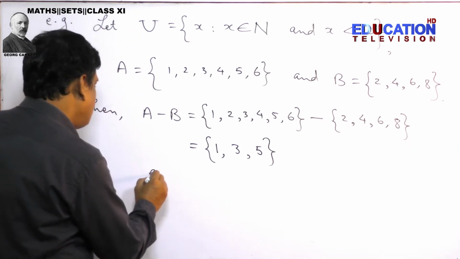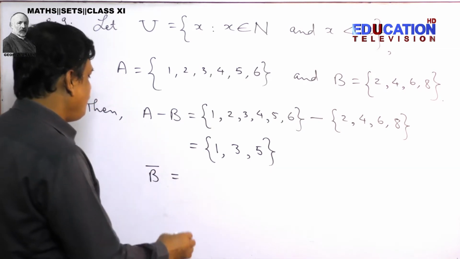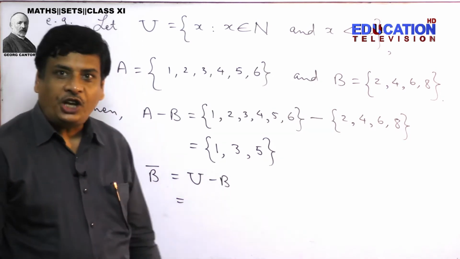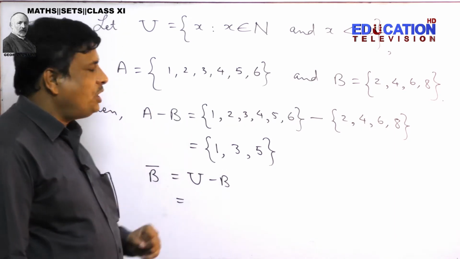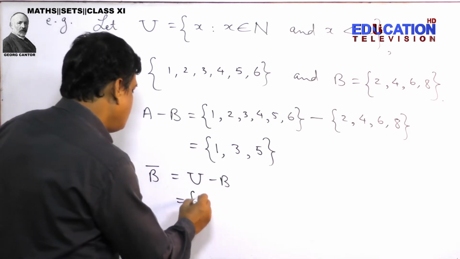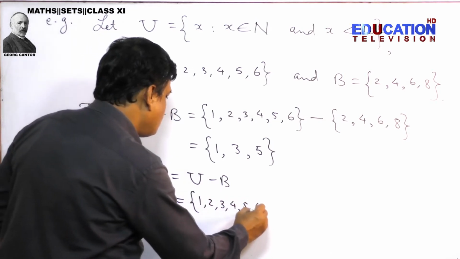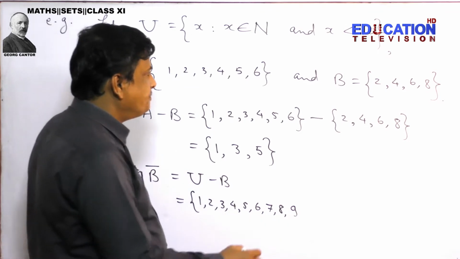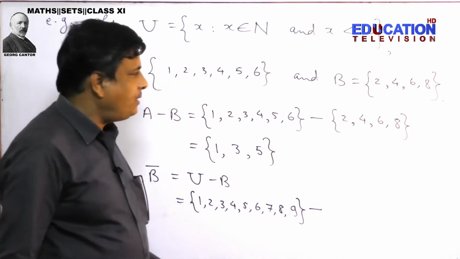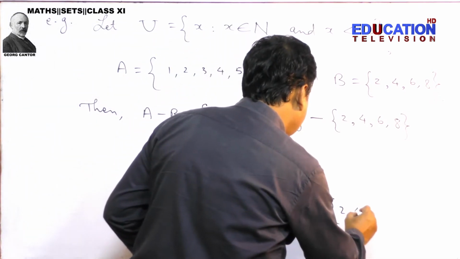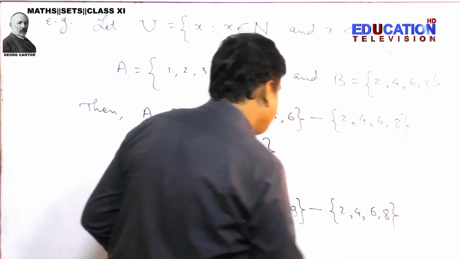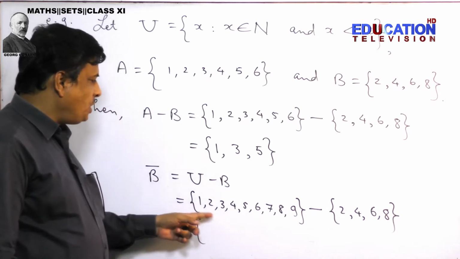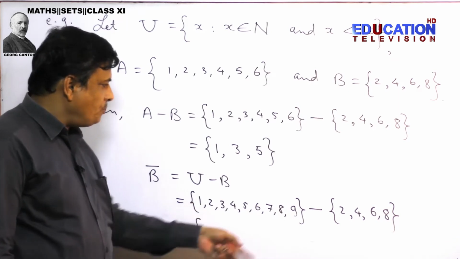B complement. The elements of the universal set are natural numbers less than 10, so from 1 to 9, minus set B. 1 belongs to the difference of these two, as 1 is in the set U but not in the set B.